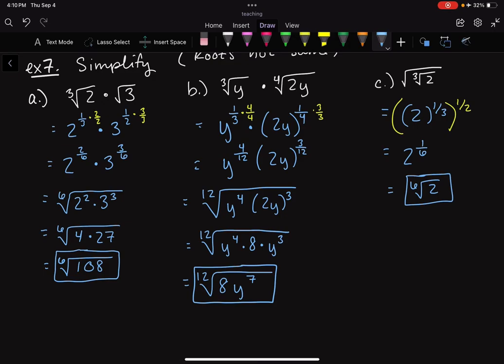So that one I feel like looks hard, but it actually isn't that bad. It just looks ugly.